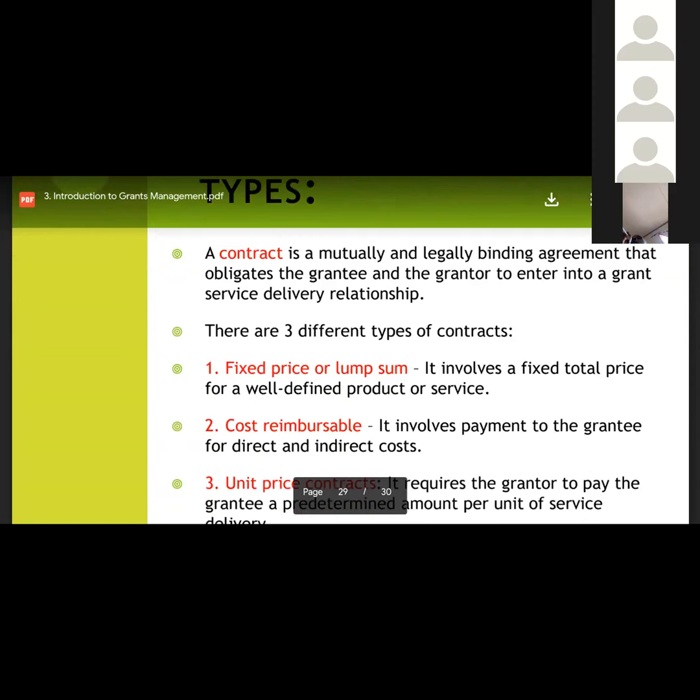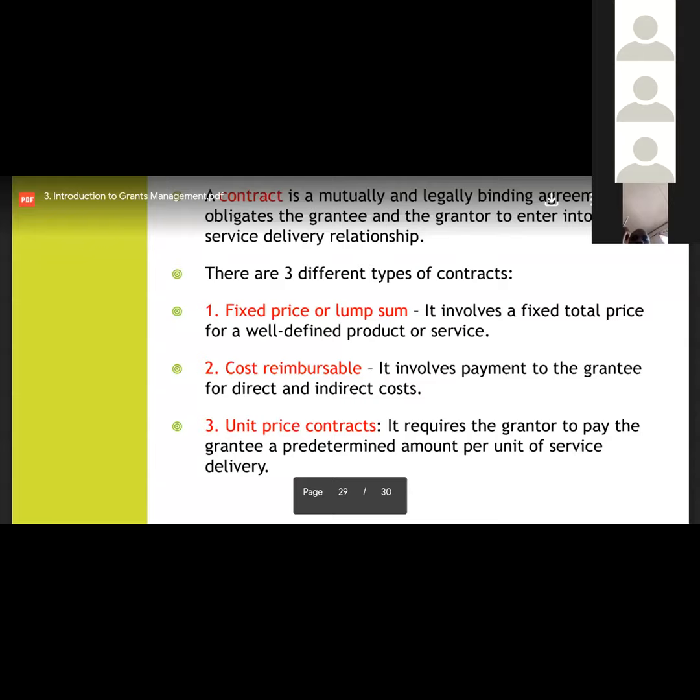in the contracting world, normally there are just three types of contracts that you can enter into. One is what is called a fixed price or lump sum contract that involves providing a grantee with a fixed total price for a well-defined product or service delivery that they want to do. Or we have what we call a cost reimbursable contract that involves payment to the grantee for the direct and indirect costs that they incur in performing their work.